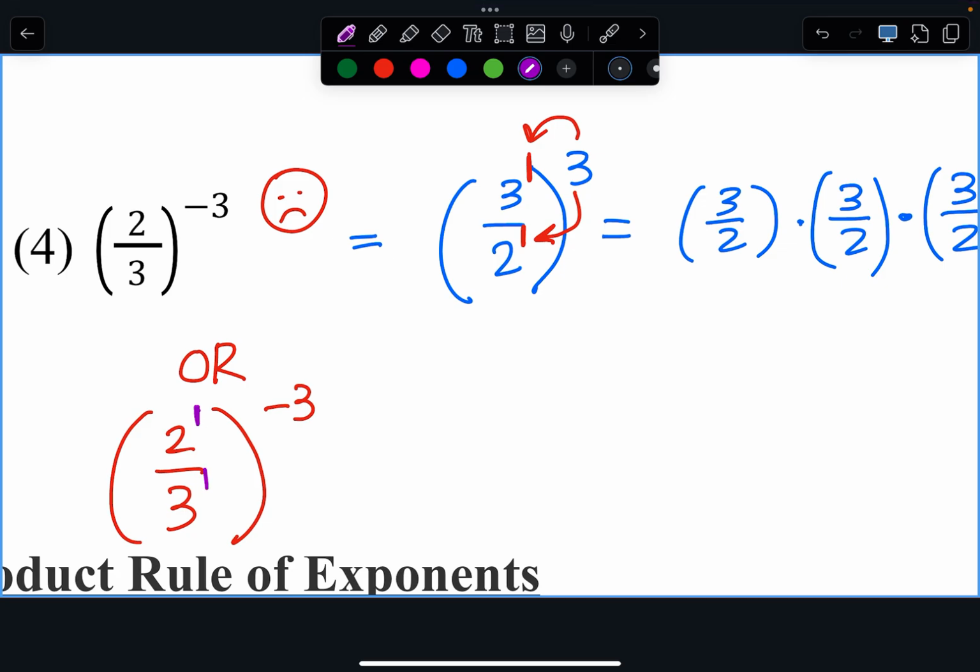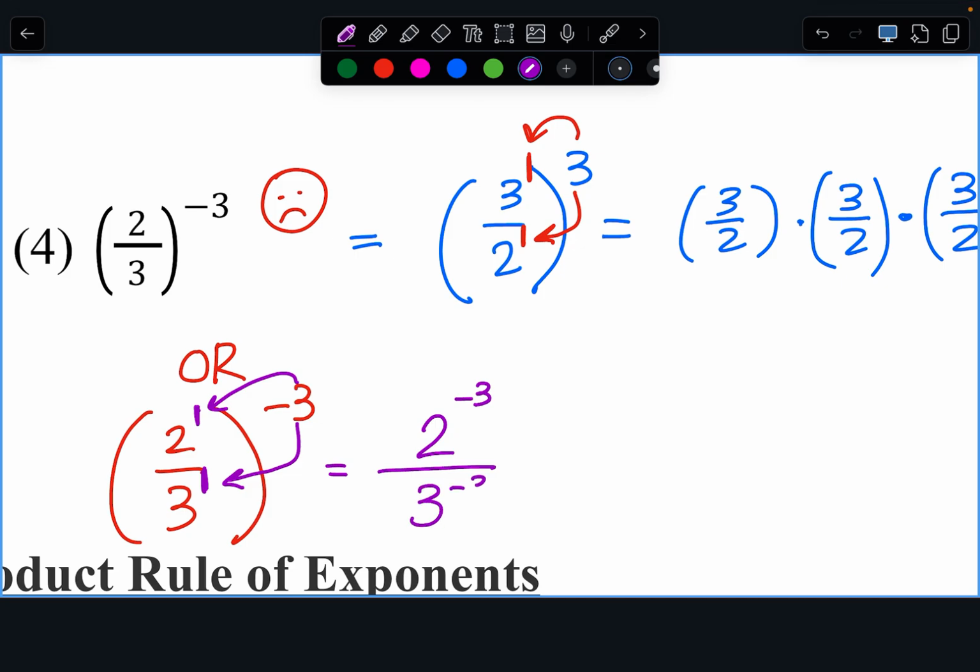I can put this exponent of 1 for both. And I can multiply the negative 3 to both. This would give me 2 to the negative third and 3 to the negative third. Are we okay with that step? And because both of these are unhappy, that means we're flipping both of them to its opposite level. 3 to the third and 2 to the third.